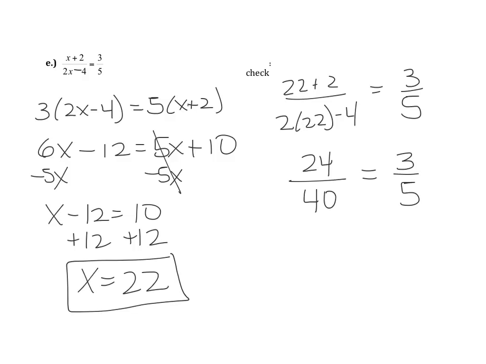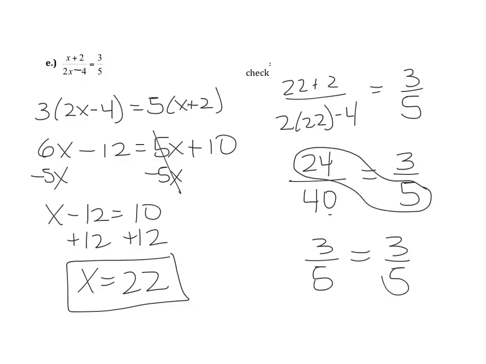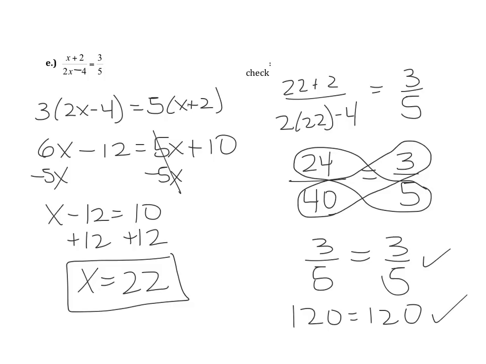I could reduce 24 40ths. You could divide the top and the bottom by 8, which gives you 3/5. Or, at that stage, I could cross multiply. I could do 5 times 24 and 3 times 40, both of which will give you 120. So you should get 120 equals 120. Either one of those checks will work.